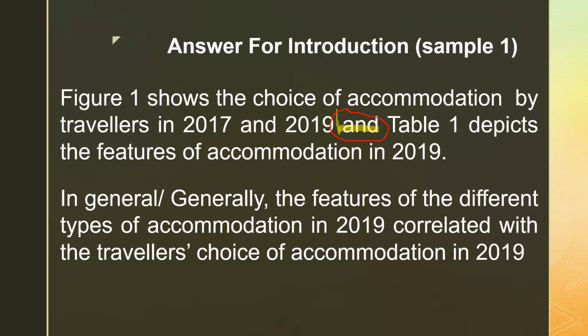Alright, let me read. Generally, the features of the different types of accommodation in 2019 correlated with the traveler's choice of accommodation in 2019. Okay, observe this. This is the relationship, the cause effect, correlated with. Alright, use this.